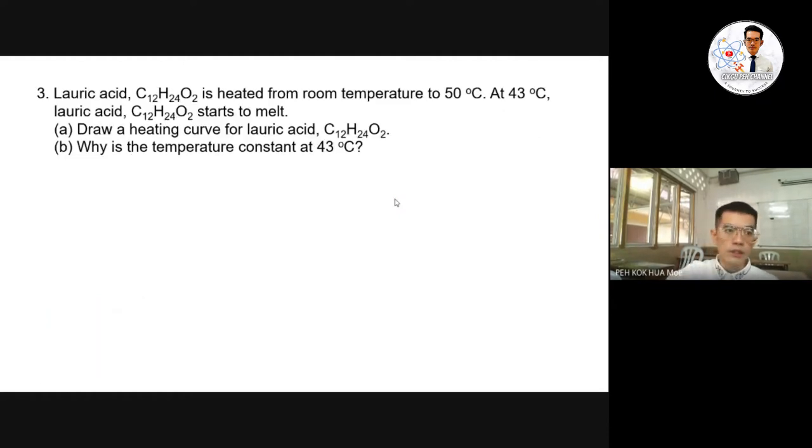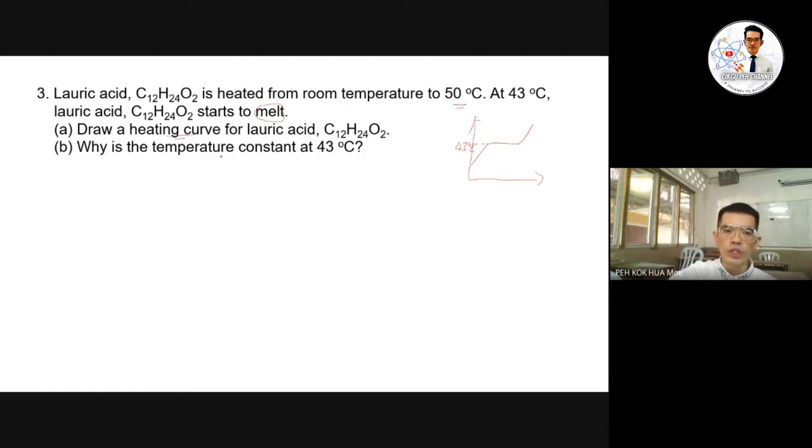Okay, the third question: lauric acid is heated from room temperature to 50 degrees Celsius. At 43 degrees Celsius, lauric acid starts to melt. That means 50 degrees Celsius is already able to make the lauric acid melt because it is already greater than the melting point of the lauric acid. So draw the heating curve. For the heating curve, the temperature increases, so our graph will be almost like this. Then you have to set the melting point here at 43.